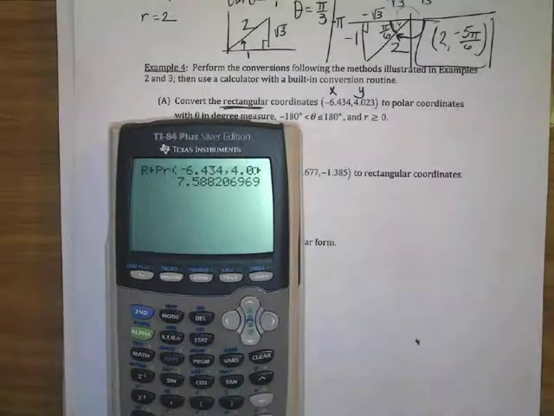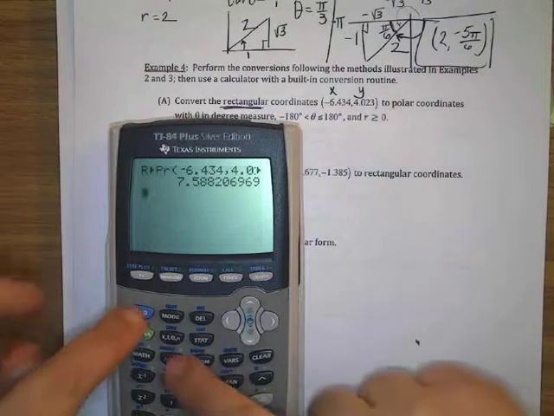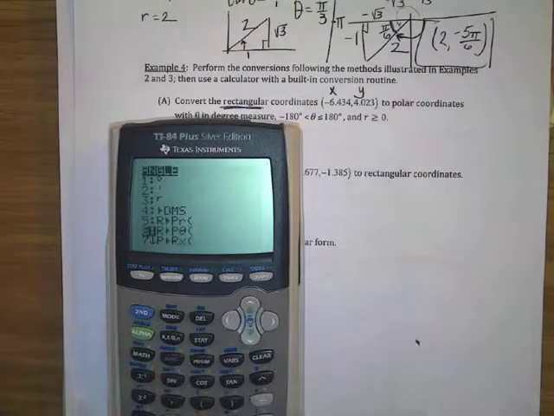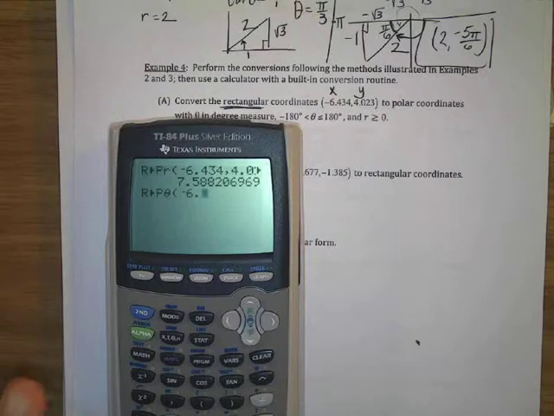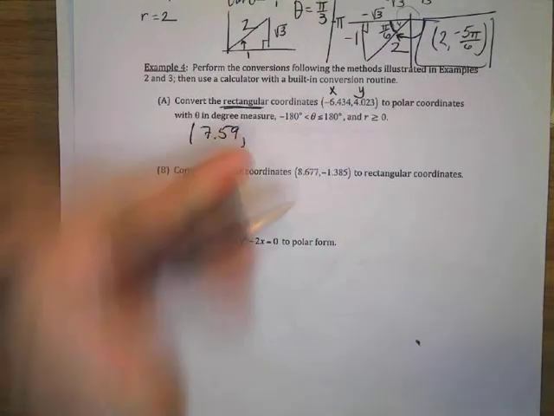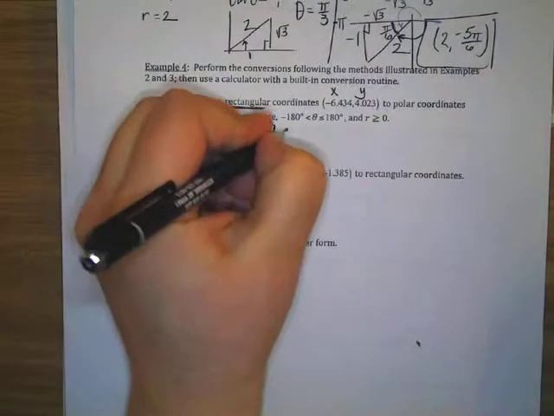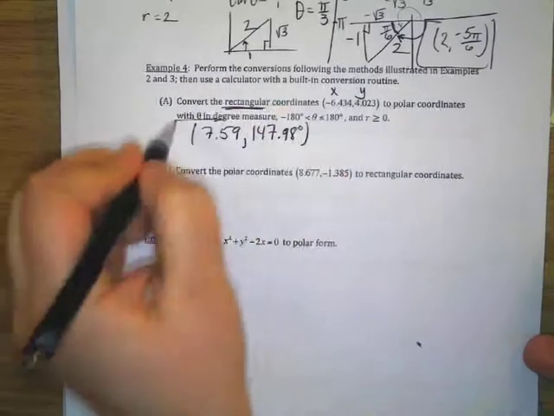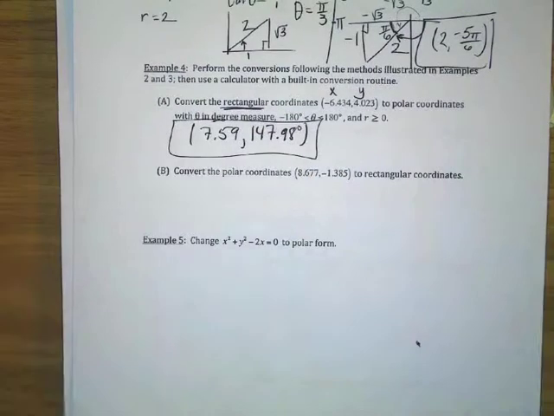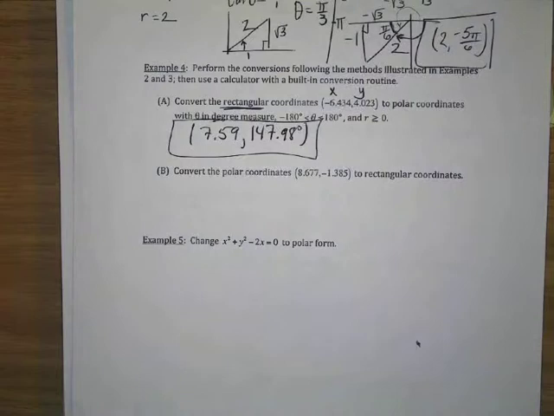And now I want the theta part. So go back to the angle menu, second apps, and look at number 6. What part's that going to give you? Your theta. And then you retype in the point. And there it is. So 147.98 degrees. That okay?